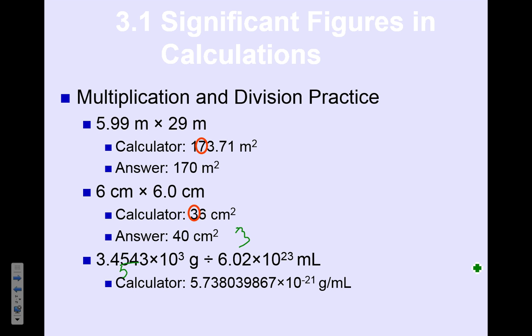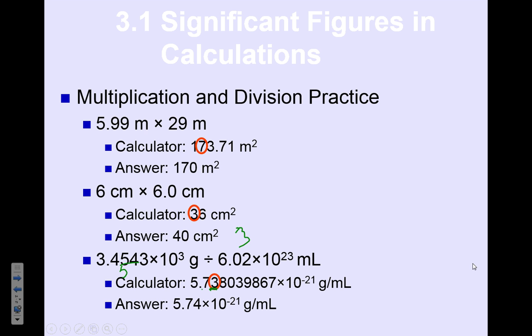So I should round my answer to 3 sig figs. So when I count over, that means 1, 2, 3. I'm going to be rounding at the 3. Next digit is an 8, so I round up and I get 5.74 times 10 to the 21st grams per milliliter. So, doesn't matter whether you multiply or divide, you plug the numbers in your calculator appropriately and count your measurements.